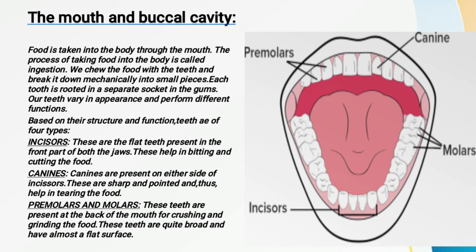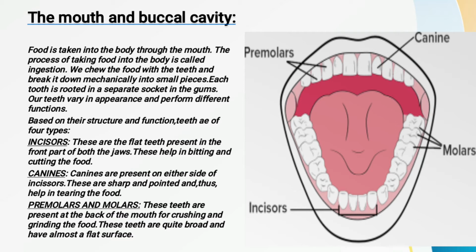Whatever food we have taken in is chewed and broken down into simpler substances with the help of the teeth, saliva, and the tongue. It is converted into a paste-like form. So food is taken into the body through the mouth. The process of intaking, as we have read, is what? The process of taking food inside our body is called ingestion.